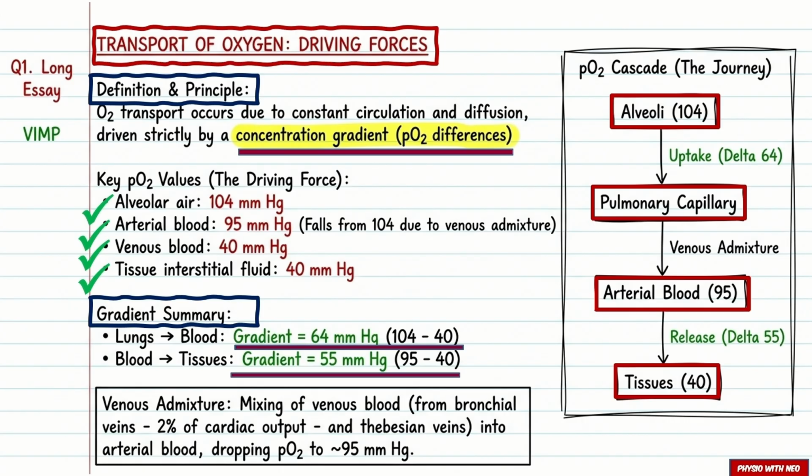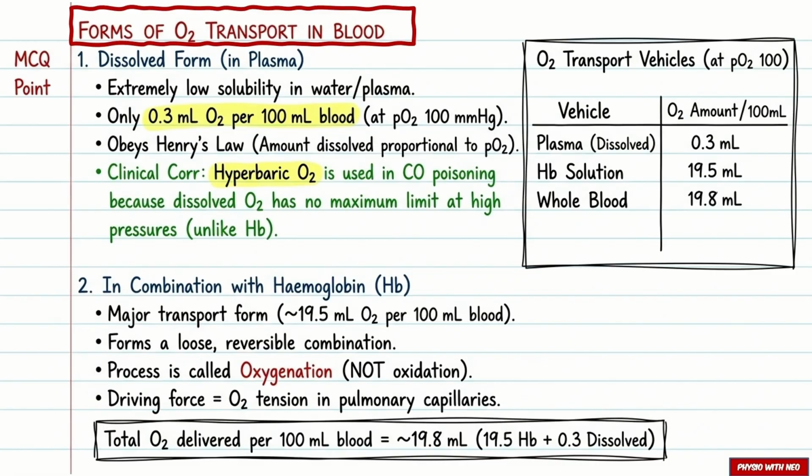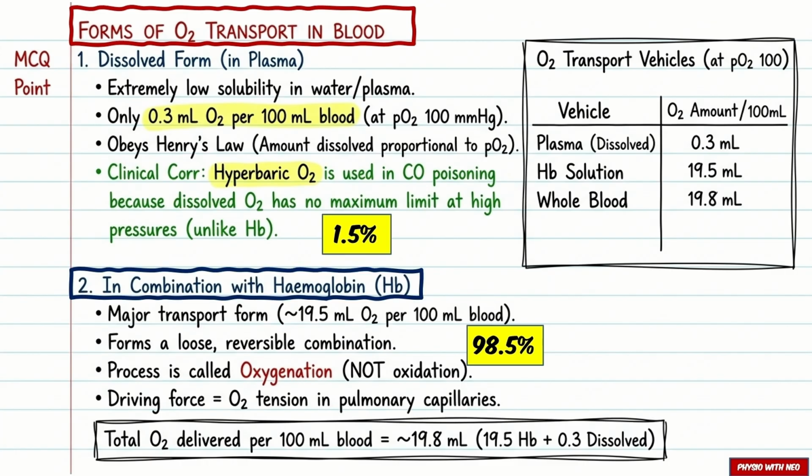But once the oxygen enters the blood, how is it actually transported? That's the examiner's next favorite question. This is the important, highest yield slide: forms of oxygen transport in blood. Remember just two numbers. 98.5% of oxygen is carried in combination with hemoglobin, whereas 1.5% of oxygen is carried in dissolved form. Students often memorize these values but forget the importance. Why do we need hemoglobin? Because the dissolved oxygen is only 0.3 ml per 100 ml of blood, and this much oxygen can never meet the body's oxygen demand.